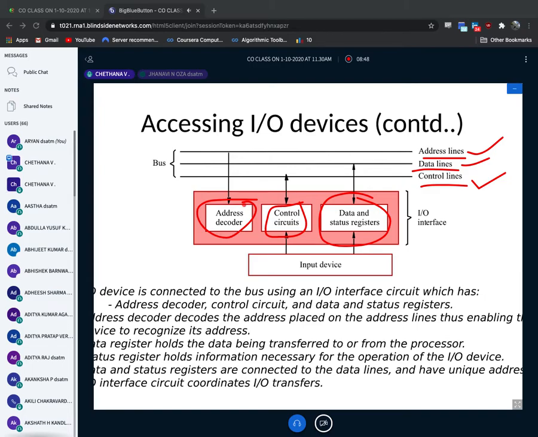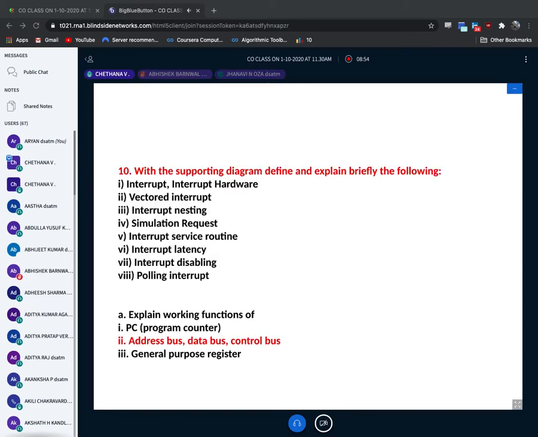So this is the assignment one question which I wanted to discuss. We have discussed the address, data and control bus, isn't it? That's over. PC and general purpose registers we have already done. Now in a similar manner we'll continue further. So what is the continuation? I'll show you that.